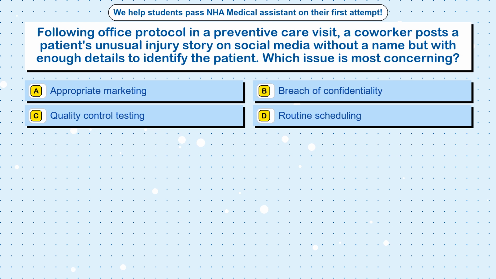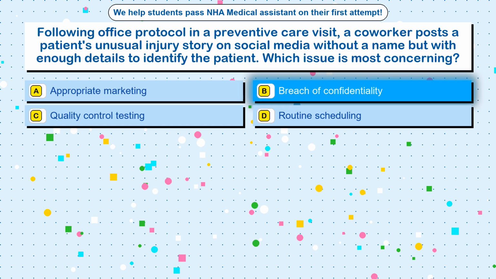Question 80. Following office protocol in a preventive care visit, a coworker posts a patient's unusual injury story on social media without a name but with enough details to identify the patient. Which issue is most concerning? Option A, appropriate marketing. Option B, breach of confidentiality. Option C, quality control testing. Option D, routine scheduling. The correct answer is option B, breach of confidentiality.